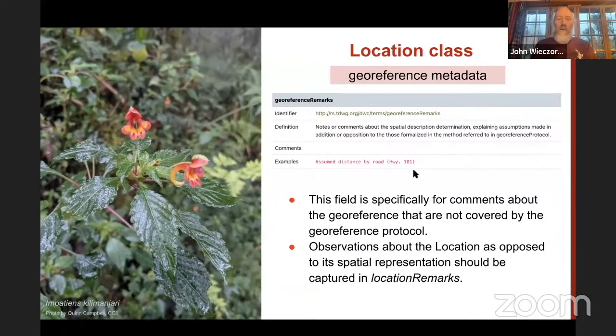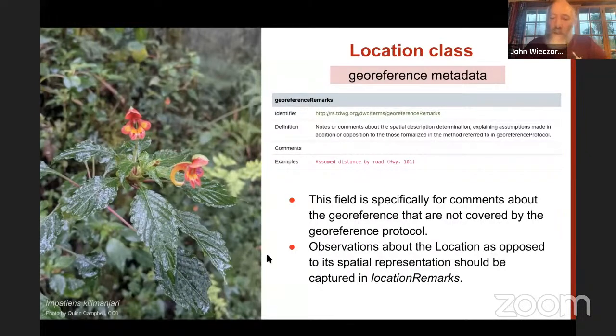And then finally, I promised that we would get to the georeference remarks versus the location remarks. The georeference remarks field is specifically for us to comment about things that we had to take into consideration when we did the georeference. So maybe we had to make an assumption that was different from the protocol, or we had some reason to believe that one interpretation was a better one to make than what might normally have been chosen. That's where we want to put this information. A good example you can see here is that it was assumed that the distance given was by road. You might otherwise have interpreted the locality to be by air, but in your case, you had a good reason to think it was by road, and so you made that choice. You want to capture that information in georeference remarks.